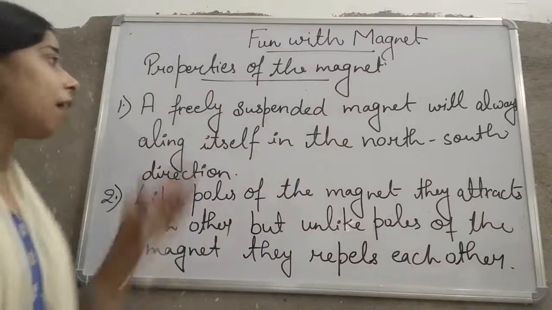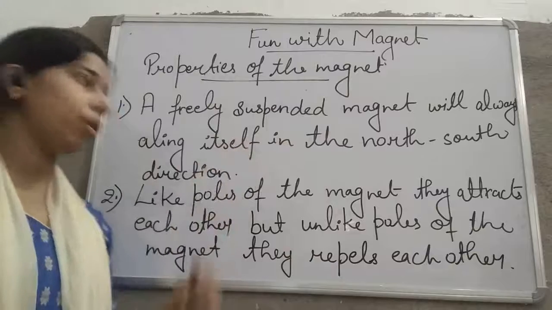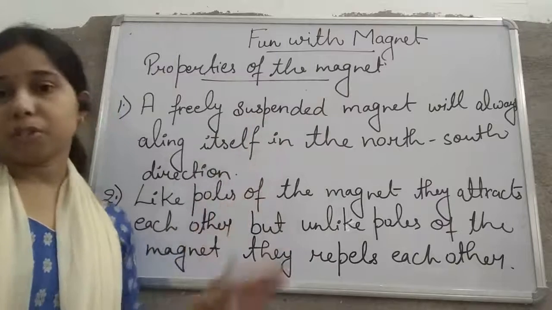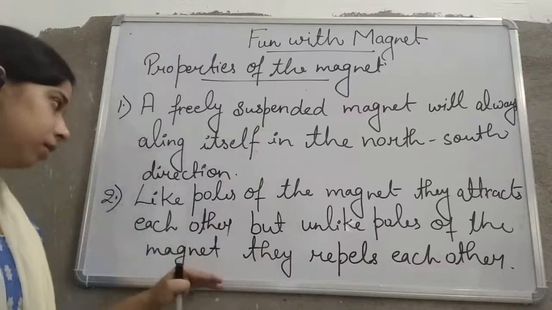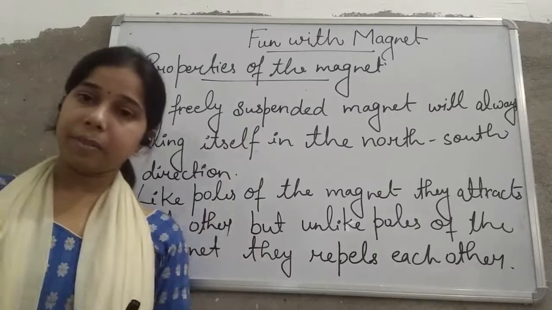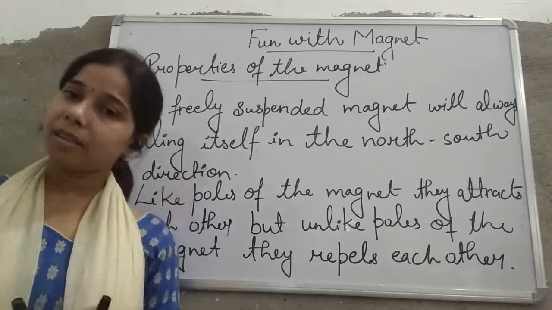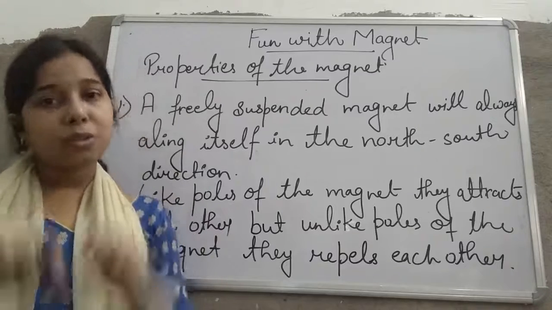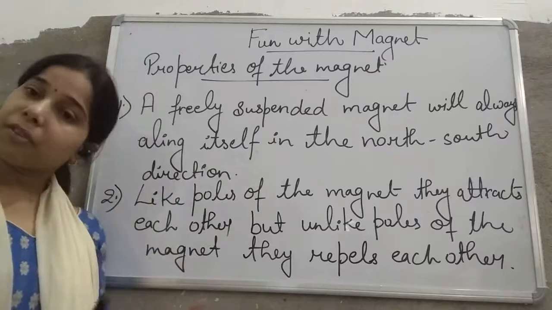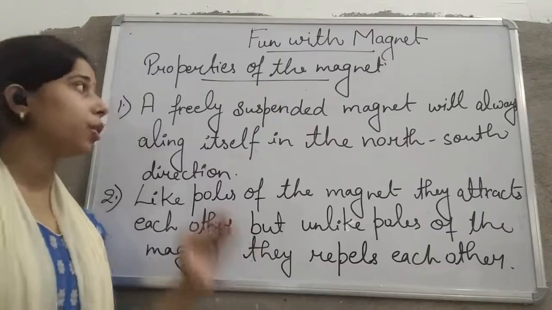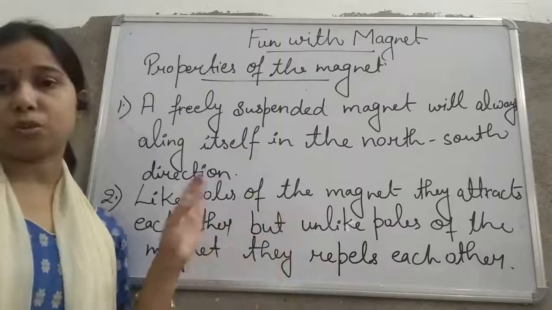So you see, students, a freely suspended magnet will always align itself in the north-south direction. This is the first property of the magnet. The second most important property is, if the like poles of the magnet are there, they will repel each other. If the unlike poles are there, they will attract each other. So whenever the question is asked what are the different properties of the magnet, you will write these two most important properties.